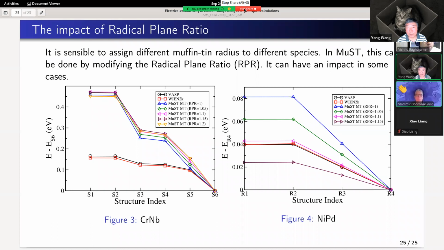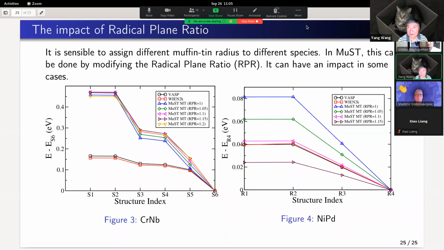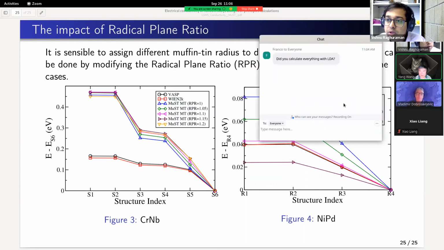Oh, Franco asked, did you calculate everything with LDA? That's a good question. I calculated with PBE and I repeated everything with LDA, and there was no difference.